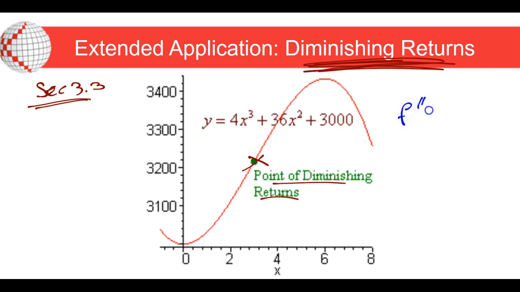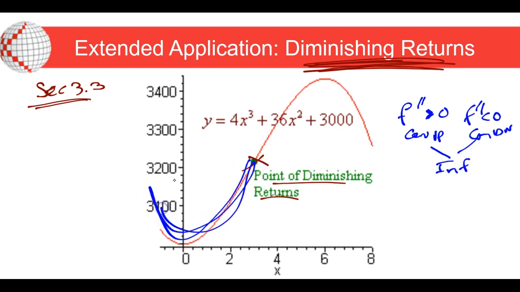So if the second derivative, not the second derivative test because that finds maxes and mins, but the second derivative, if the second derivative is greater than 0, then it's concave up, and if the second derivative is less than 0, then it's concave down. And whenever you switch concavity, then you found a point of inflection. So you can see this is concave up here, and this is concave down here.